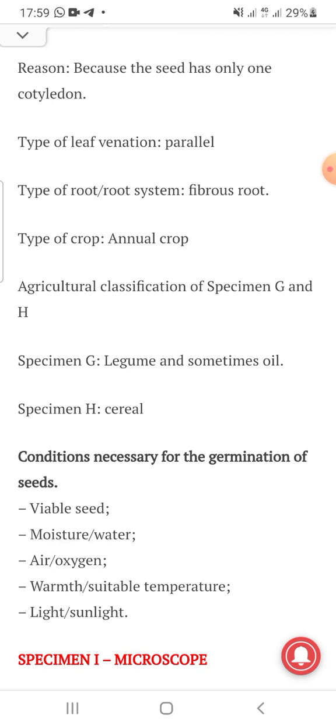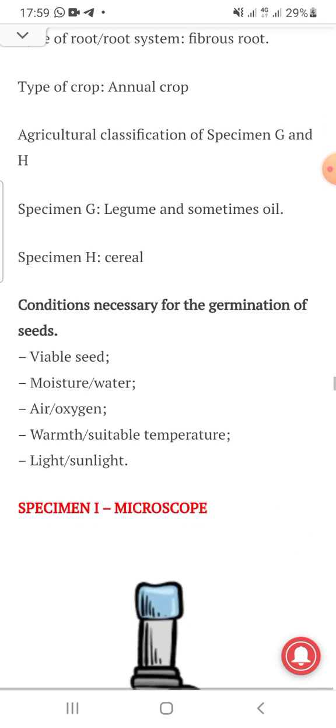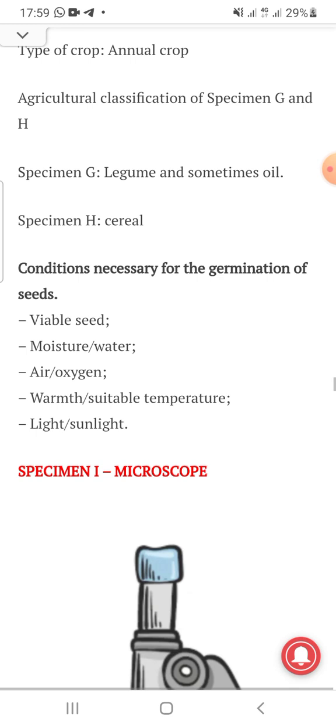Agricultural classification of specimen G and H. Our specimen G is legume and sometimes oil. Specimen H is cereal. Conditions necessary for the germination of seeds: viable seed, moisture or water, air or oxygen, warmth or suitable temperature, light or sunlight.